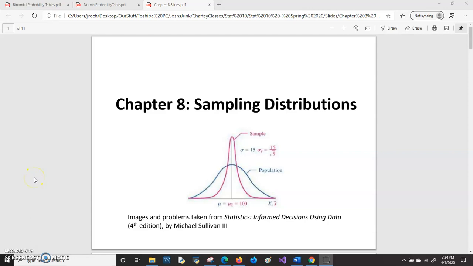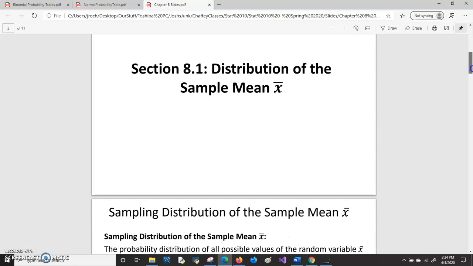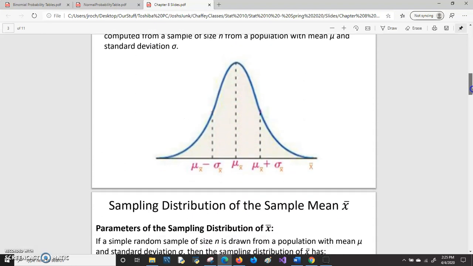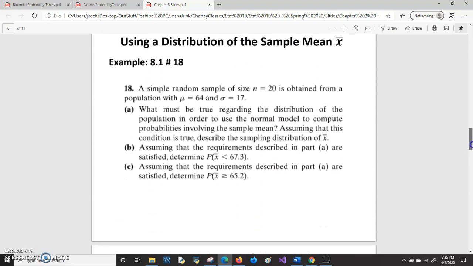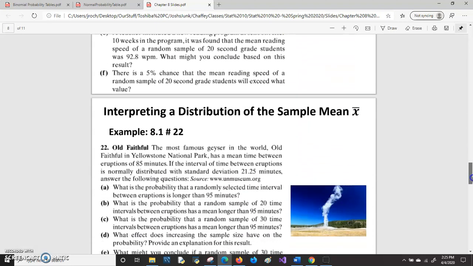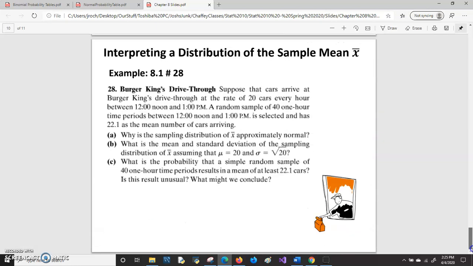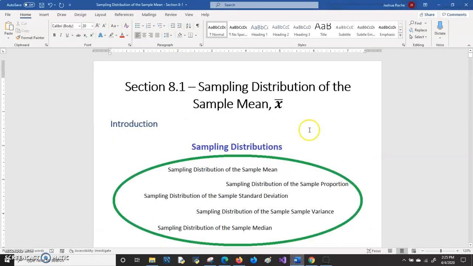Hi everyone, this video will introduce you to sampling distributions, which comes up in Chapter 8. These are the slides for Chapter 8. The slides have some background, information about formulas, and it also provides some examples. In the lecture notes, I wrote some different examples, but they're very similar to the ones in the slides and similar to the ones you'll see on the homework.